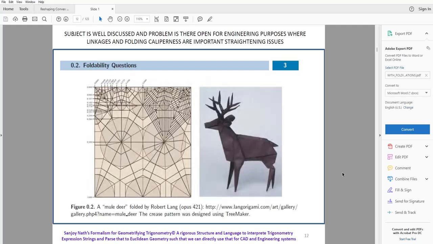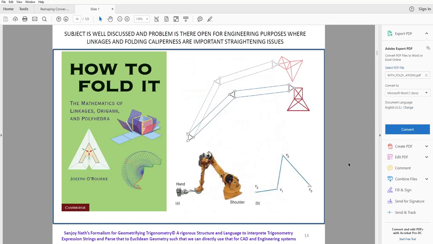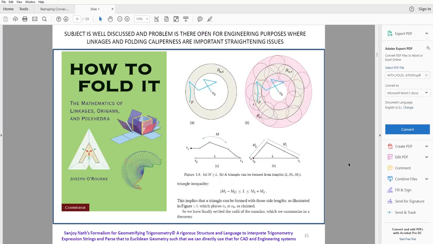In structural engineering, mechanical engineering, robot arm planning, or surface development planning, the foldability questions are always there. Folding and unfolding are very important subjects and a well-discussed problem, open for engineering purposes, where linkages and folding caliperness are important in straightening issues. These kinds of things are GT simplexes. Surface developments are normally GT simplex objects, and robot arm problems are also log set kind of objects or GT simplex objects as per Sanjoy Nath's Geometrifying Trigonometry.